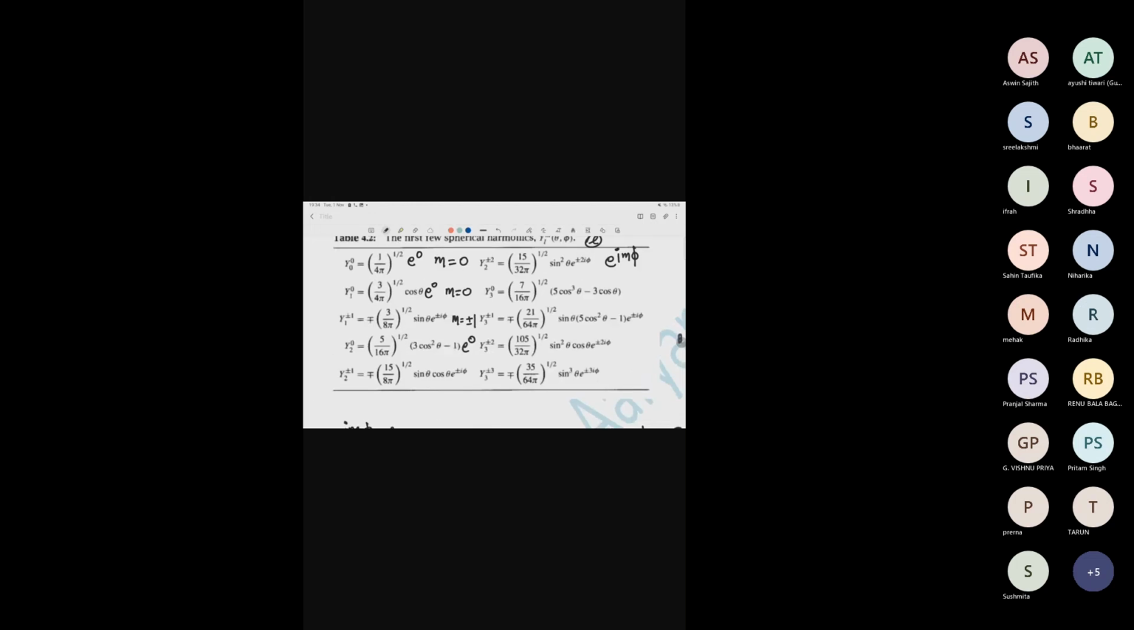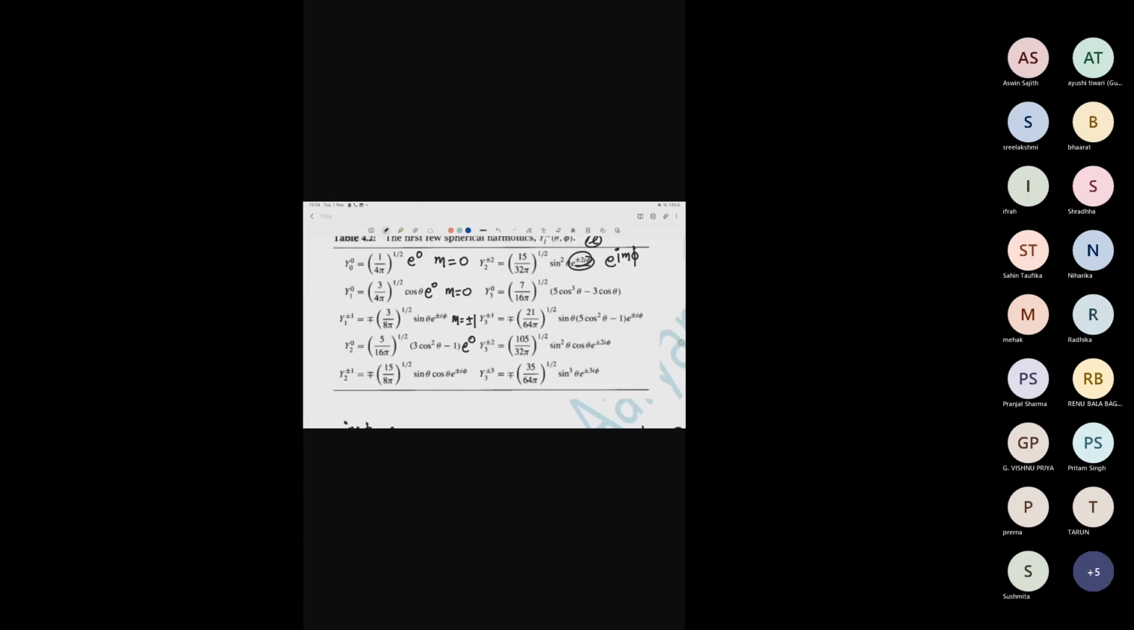Now in the third, what do you think? m is either plus or minus 1. So do you all agree? Yeah, everyone understood? Yes, sir. Okay. So in this one again it is 0, e raised to 0, there is no phi part in it. Now in the next one, plus or minus 1, and here you can see it's plus or minus 2. So in this way you can know what m is.